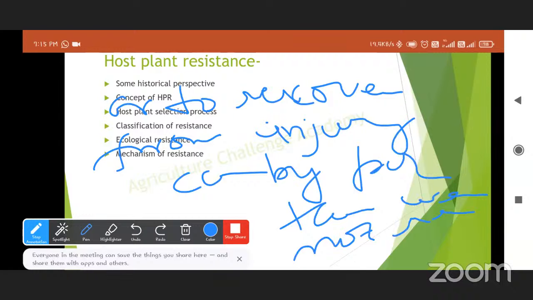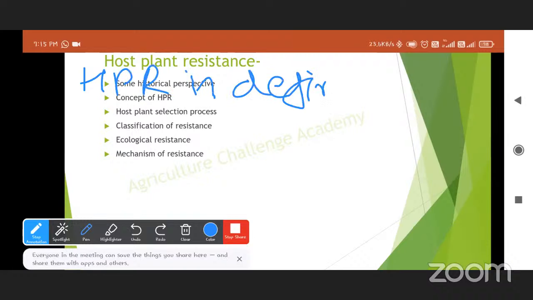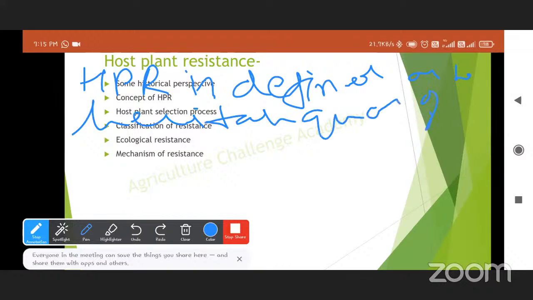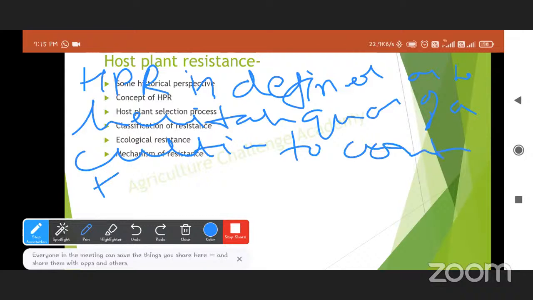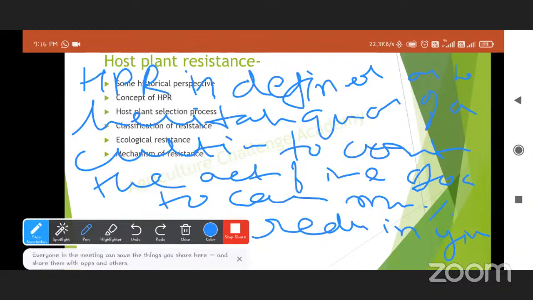Next is host plant resistance. HPR is the conclusive definition, defined as the heritable qualities of a cultivar to counteract the activities of insects so as to cause minimum % reduction in yield as compared to other cultivars of the same species under similar conditions.